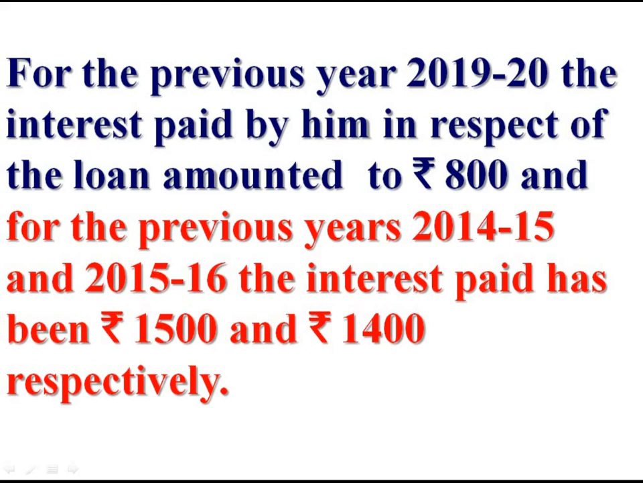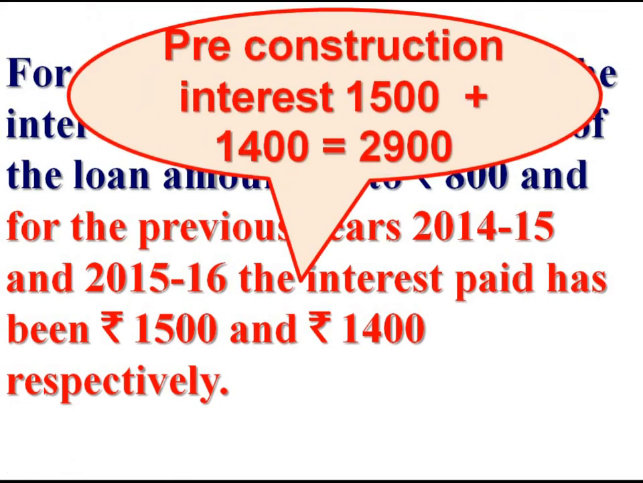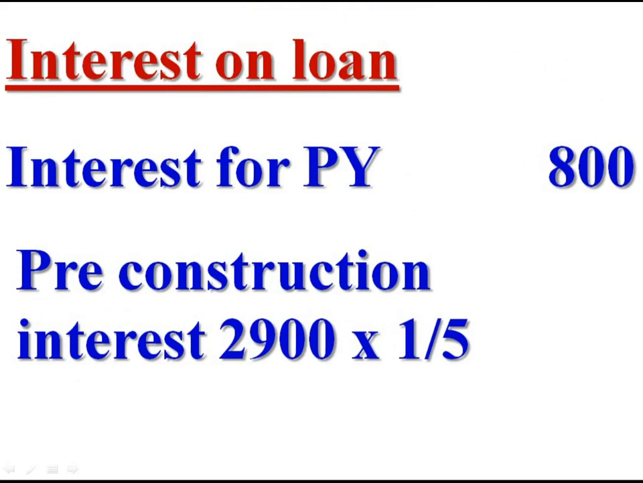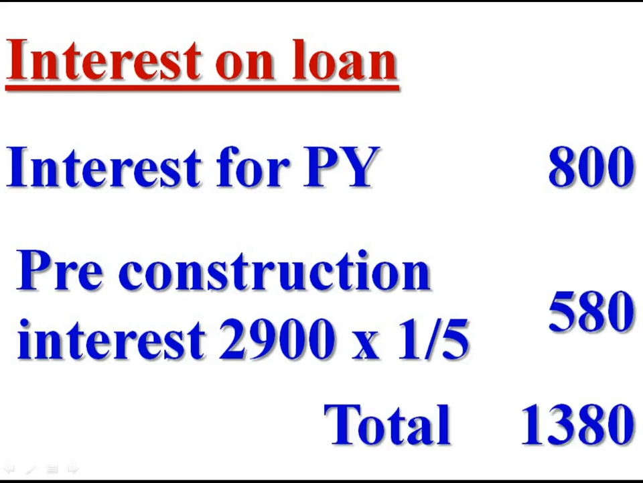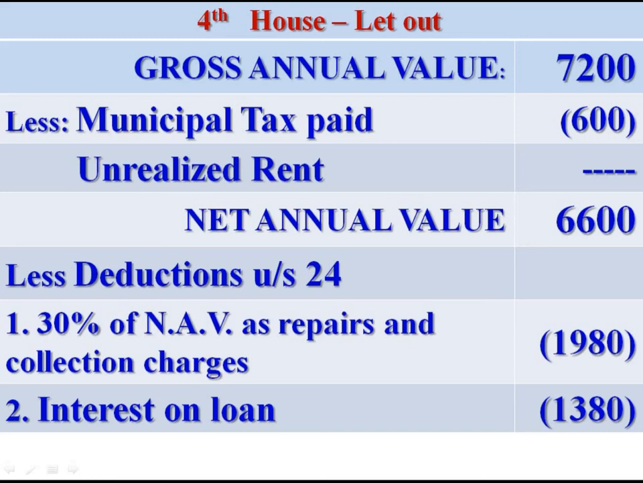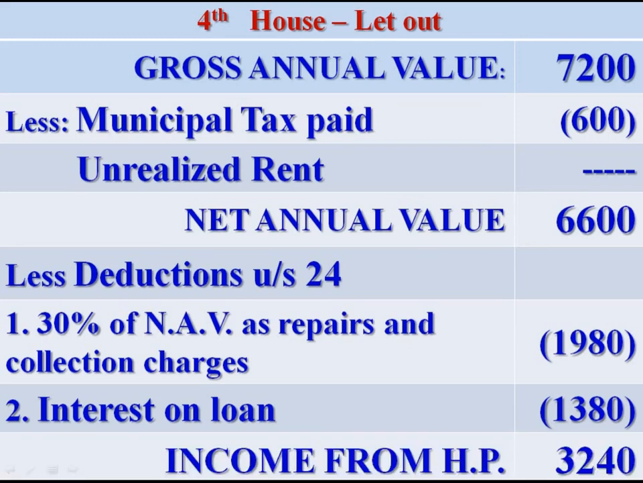The interest being rupees 1,500 and rupees 1,400. Total 2,900. It is the pre-construction interest. We take 1/5 of 2,900 because interest prior to construction is allowed as a deduction in 5 equal annual installments. 2,900 into 1/5, 580. Add them, we get 1,380, the interest on loan of the fourth house. Interest on loan 1,380, deduct these two items from net annual value, we get income from house property of the fourth house.